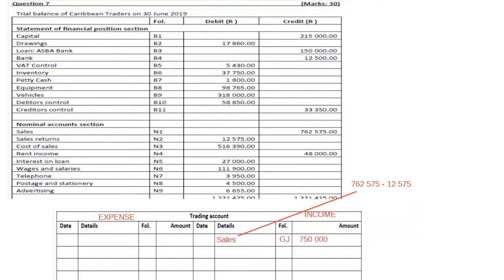Guys, I want you to ask me a question. Remember, guys, you must show these calculations, because if you don't show this calculation and your answer becomes wrong, you lose all the marks. Let's say this is 3 marks, you lose all the 3 marks. Always put it in brackets there. Yes, GJ is the same as general journal.